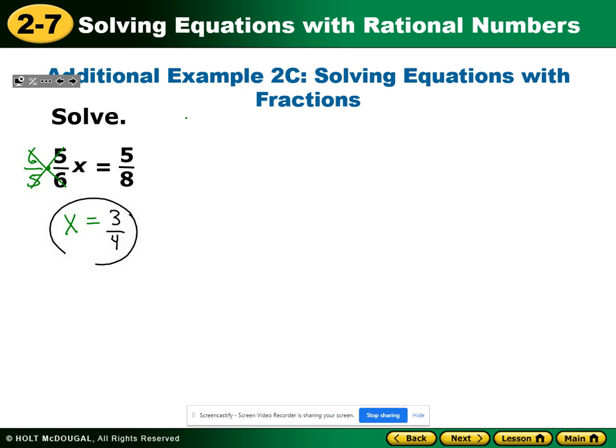Now, let's say I didn't like to cross out before I do my multiplication. That's okay. You can do it the long, hard way if you were not sure of that. But 6 times 5 is 30. 8 times 5 is 40. I reduce by dividing by 10 over 10. That's 3/4. Very good. Very good.